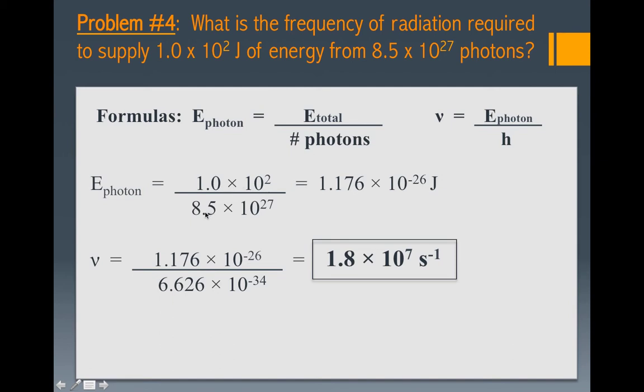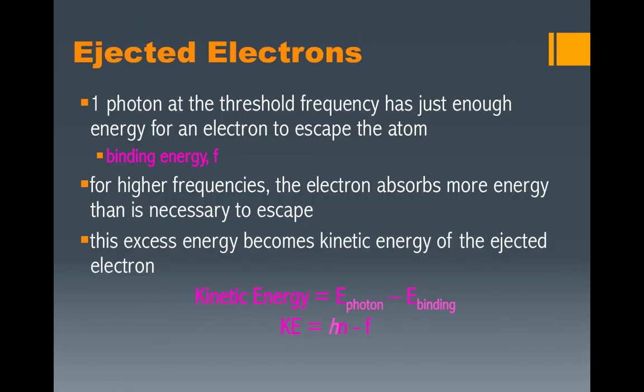And then I'm going to rearrange Planck's constant equation to get frequency equals the energy over Planck's constant. So first I'm going to plug in my E total from the problem, which is 1 times 10 to the second, and the number of photons, 8.5 times 10 to the 27th, to get the energy of a photon. From there I'm going to plug that into this equation, divided by Planck's constant, to get the frequency, which is 1.8 times 10 to the 7th hertz, or second to the negative first.